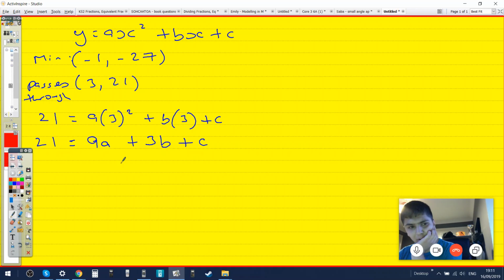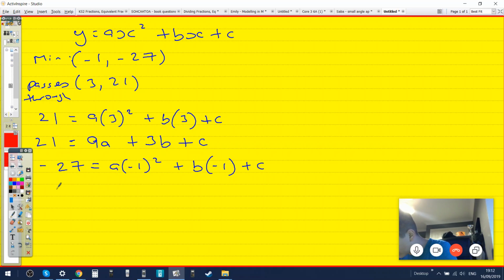So I need to now sub in minus 1 and minus 27? Yeah, we could do that. So minus 27 is equal to a times minus 1 squared plus b times minus 1 plus c. And then do I need to just simplify it? So make it a minus b plus c. Yeah, so we've got those. Any idea what's next?